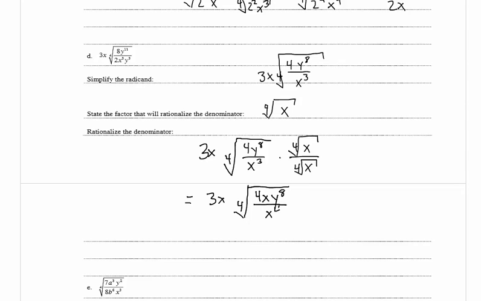And now we have two factors of y that can come out because 8 divided by 4 is 2. So we have 3x y squared. And we also have an x coming out of the denominator divided by x times the fourth root of 4x. And we can simplify outside of the radical. We have an x divided by x, so we can say that this is equal to 3y squared times the fourth root of 4x.